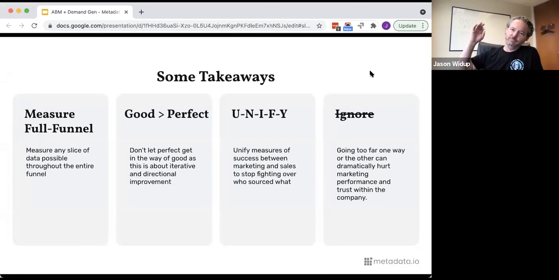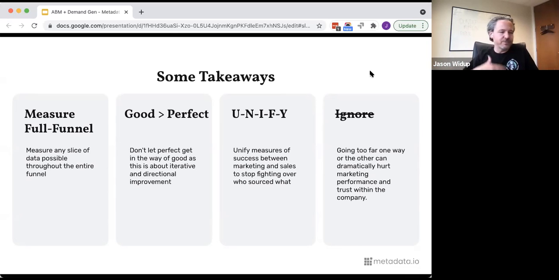Yeah, so don't ignore. I've actually seen this problem of swinging too far one way or the other completely tank a company's performance. I was there when it happened. It was not fun, and it was so obvious at the end of it what had happened. So take it seriously.